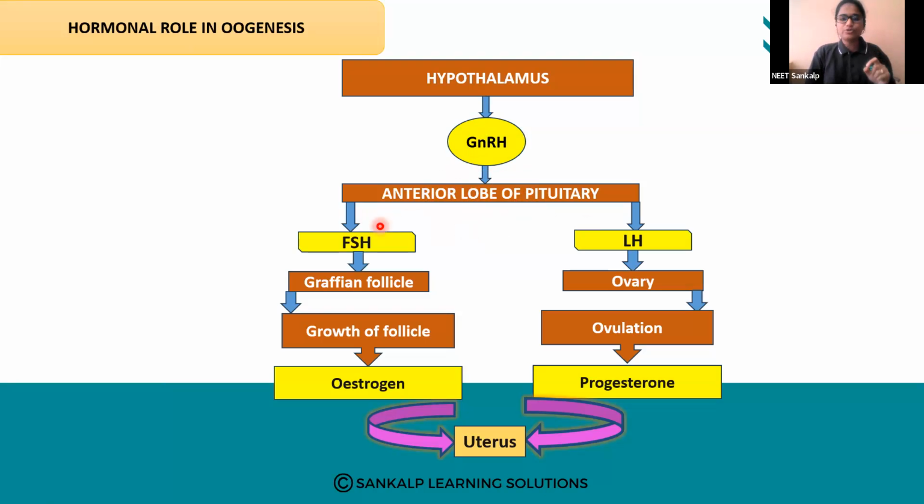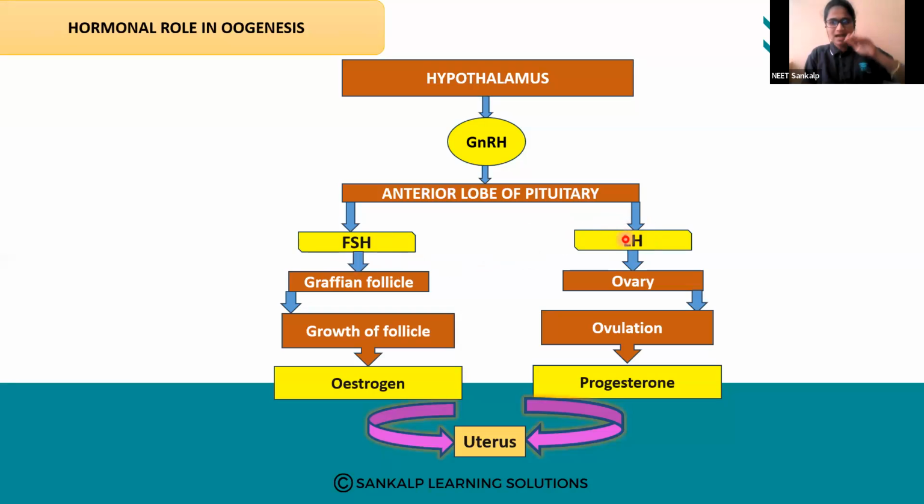As the name suggests, follicle stimulating hormone stimulates the formation of follicles in the female reproductive system, right? As the follicle stimulating hormone increases, follicles go on forming, growing and developing. On the other hand, the anterior lobe of the pituitary also produces LH, that is luteinizing hormone.